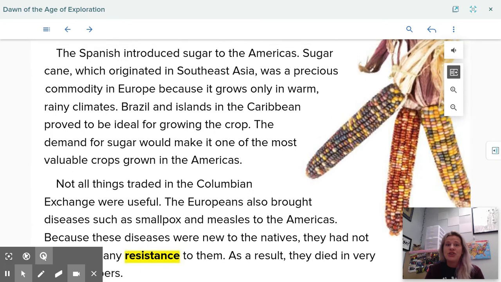The Spanish introduced sugar to the Americas. Sugarcane, which originated in Southeast Asia, was a precious commodity in Europe because it grows only in warm, rainy climates. Brazil and islands in the Caribbean proved to be ideal for growing the crop. The demand for sugar would make it one of the most valuable crops grown in the Americas.